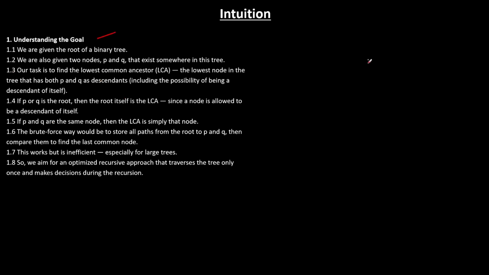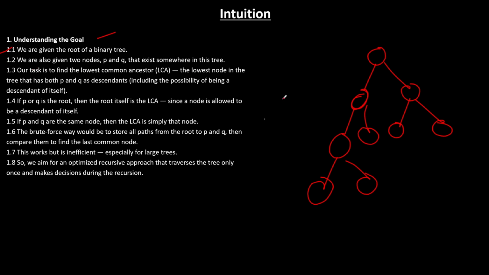So you are given a binary tree. Let me draw one. You are given nodes P and Q. Let 6 be one of the nodes, and let 5 here be the other. Fine. Let it be P and let it be Q. Okay. Our task is to find the lowest common ancestor, the lowest node in the tree that has both P and Q as descendants, including the possibility of being a descendant of itself. So I hope you understood this particular line.